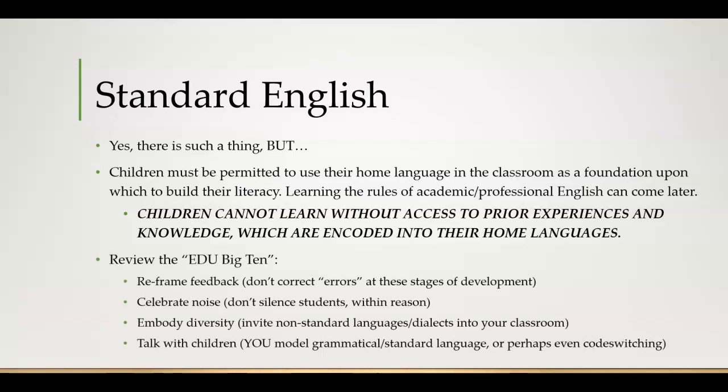So this is always a good time to go back and review the EDU 280 Big Ten ideas. Four of the 10 are related to this. Don't correct errors, don't silence students, invite non-standard language and dialects into your classroom. And then when you are talking with children, you can model the grammatical and standard language. And depending on the age and the situation, you can even get into what code switching is and how when I'm at home or I'm with my friends, I talk like this. But when I have to write a paragraph for class, I make some adjustments, and here's why.